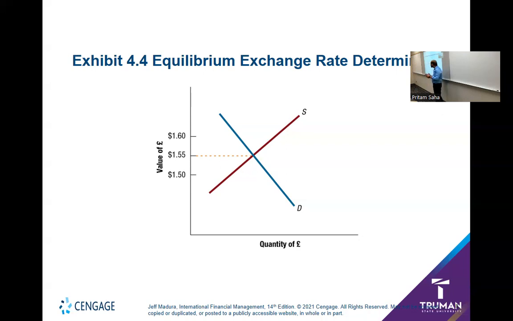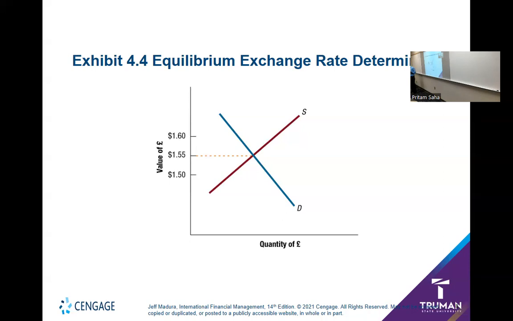What's gonna happen? What are the financial institutions or the exchange house, the clearing house, gonna do for that? Increase the price a little bit. So they will increase the price until this point. Maybe, I don't know, let's say 1.57.